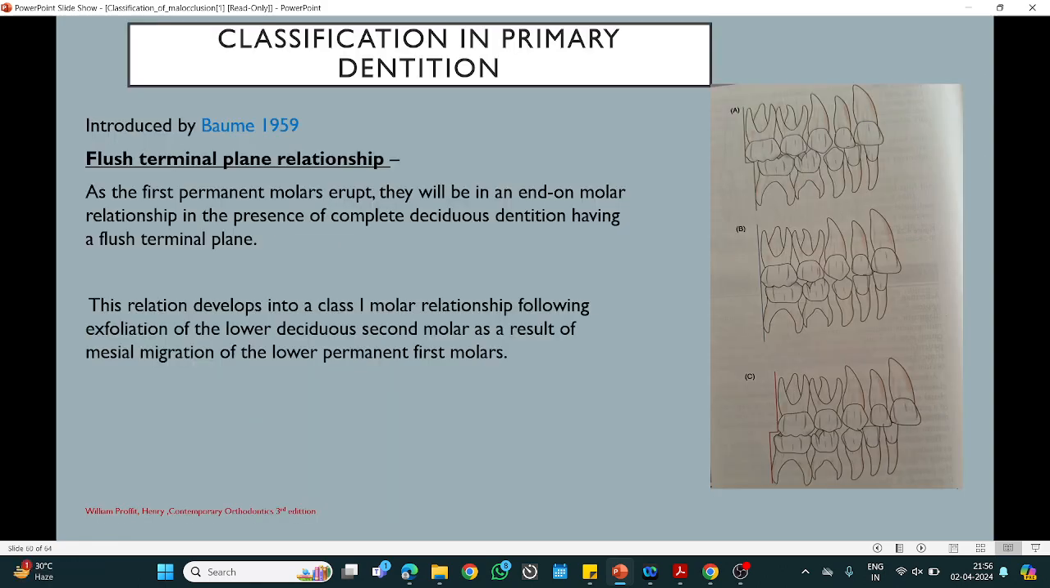The classification in primary dentition was instituted by Baume in 1959. It states three classifications, the first being flush terminal planes. As the first permanent molars erupt, they will be in an end-on molar relation in the presence of complete deciduous dentition having flush terminal planes. This relation develops into a class 1 molar relationship following exfoliation of the lower deciduous second molar as a result of mesial migration of the lower permanent first molar.